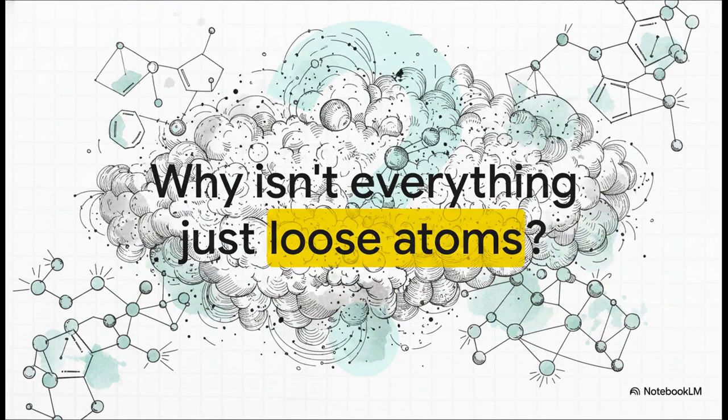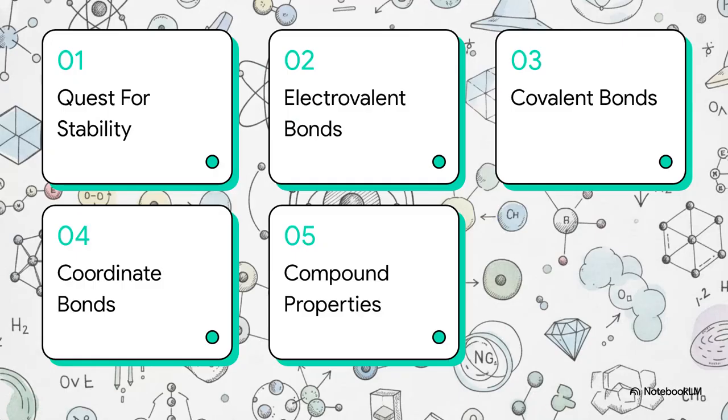Seriously, think about this for a second. Why isn't the universe just some chaotic, swirling soup of isolated loose atoms? Well, it's because almost every atom has this massive, microscopic problem it desperately needs to solve. And the relentless, nonstop drive to solve that problem is what actually builds the physical reality we live in. So here's our roadmap. We're going to cover the quest for stability, electrovalent bonds, covalent bonds, coordinate bonds, and finally, comparing compound properties.